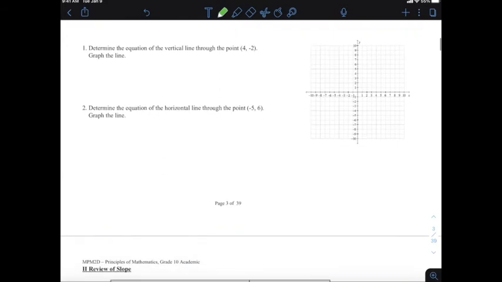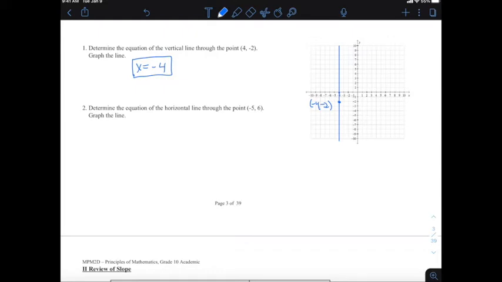Okay, so now that we've covered this, let's just do a couple of simple questions with vertical and horizontal lines. Determine the equation of the vertical line through -4, -2, so maybe let's graph that. So -4, -2 is here, and if I graph that line, I can see that the equation of that line, because it's going to have x-intercept -4, is x equals -4.